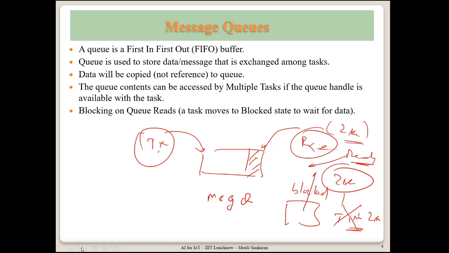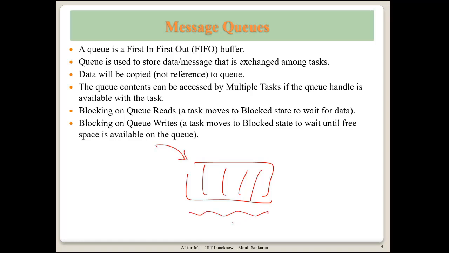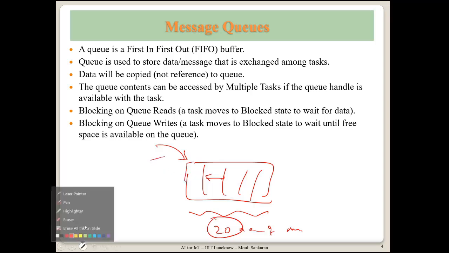Okay, that's why I'm saying block state is there. Blocking on queue writes. If you want to block on queue write, that means the queue is already full and nobody is receiving the message from there, because when you are creating the message queue, you are creating it for how many number of messages that it can hold. You are saying what the size of the messages is. It should be of the same size, as well as the number of messages that can be in the queue. So if it is already full, the sender will be waiting. So it can be both.